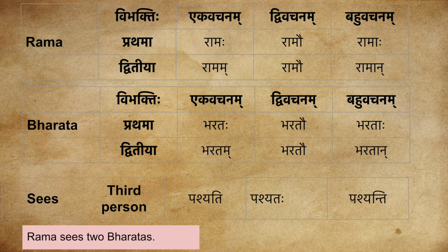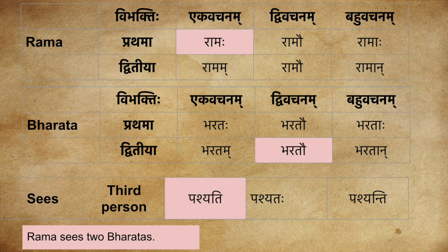What about Rama sees two Bharatas? Okay, so in this case, because the Rama is still singular, the verb does not change. The verb declension depends only on the subject. So it's still Ramaha Pashyati. Ramaha kam pashyati, Ramaha Bharatau, because there are two Bharatas. Ramaha Bharatau Pashyati.